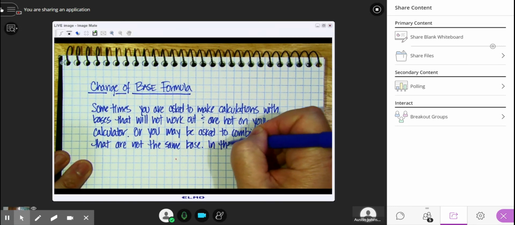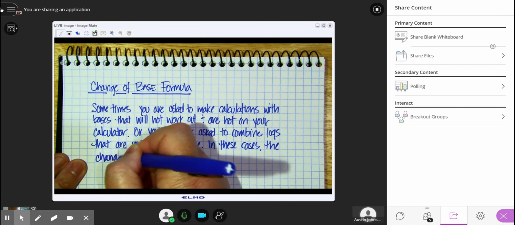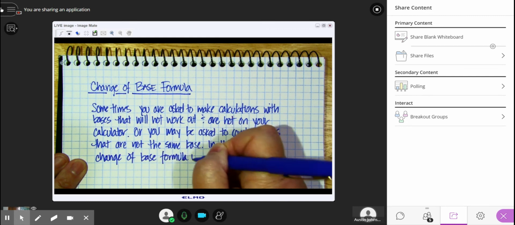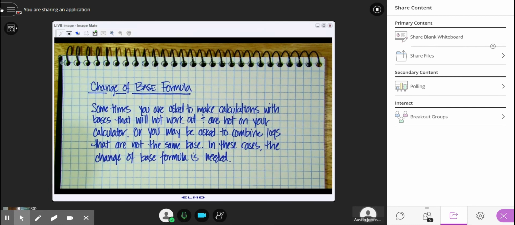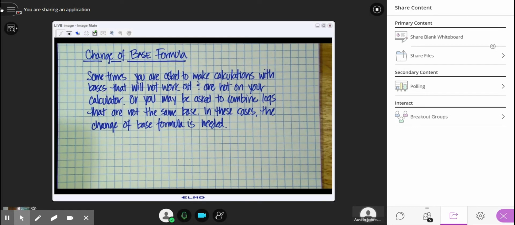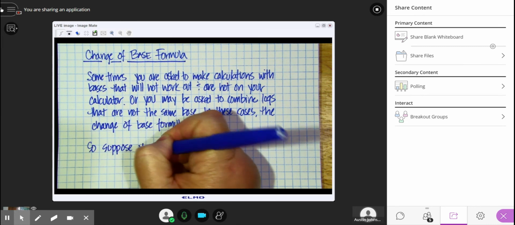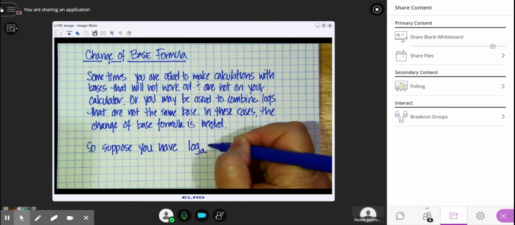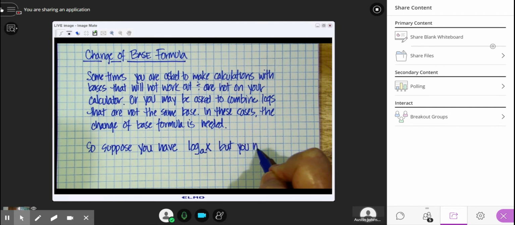In these cases, the change of base formula is needed or useful, however you want to think of it. Okay, so suppose you have log base A of some value x, but you need log base B of that value x.